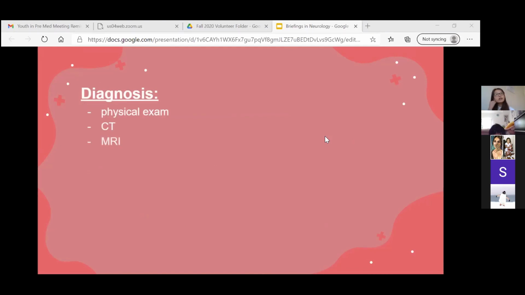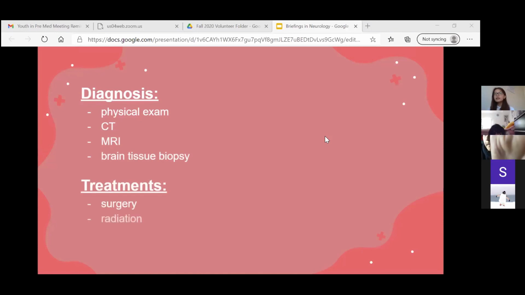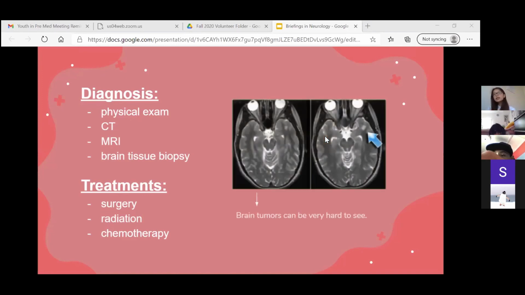For diagnosis, you can have a physical exam, scans such as CT and MRI, and also a brain tissue biopsy. Some treatments include surgery and radiation, as well as chemotherapy. This is an image of a scan. Brain tumors are very hard to see, as you can see in the image, and you need to be really trained and professional in order to see them and identify them correctly.